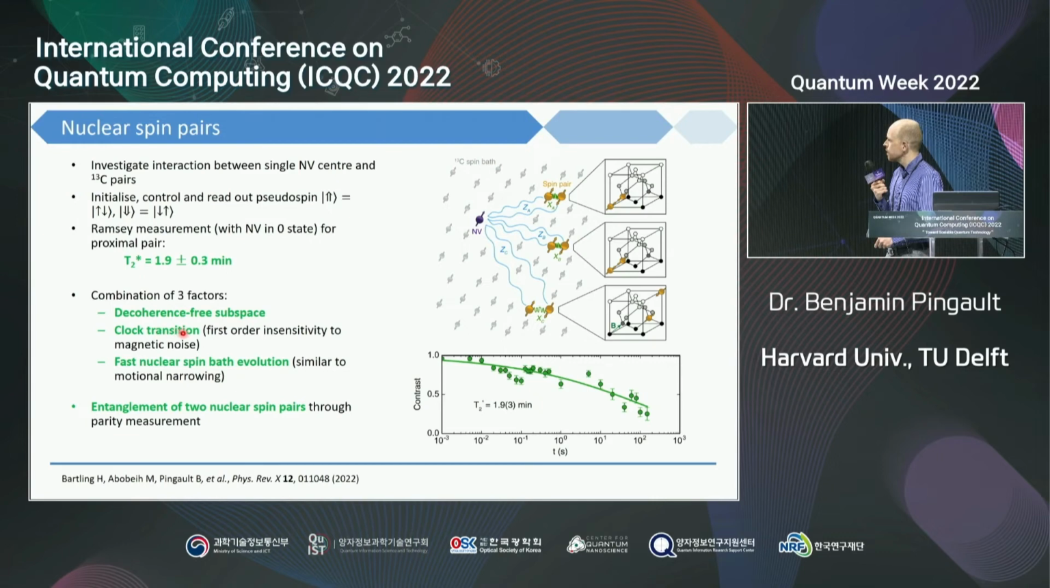You also have, we're also dealing with clock transitions, so you are, to first order, insensitive to magnetic noise. And finally, you have fast nuclear spin bath evolution, so all the other neighboring carbon spins move very fast compared to the precession frequency of the nuclear spin pair, and this averages out their noise. And a combination of those 3 factors leads to this pretty impressive coherence time.